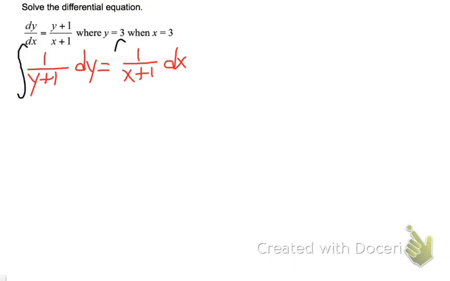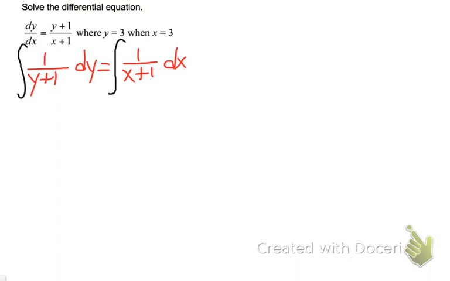So when we divide by y plus 1 on the left, we end up with 1 over y plus 1 dy. And multiply both sides by dx, we end up with 1 over x plus 1 dx. So the variables are separated. The left side are just the y's, the right side are just the x's. That allows us to integrate both sides. So we take the integral of both sides.